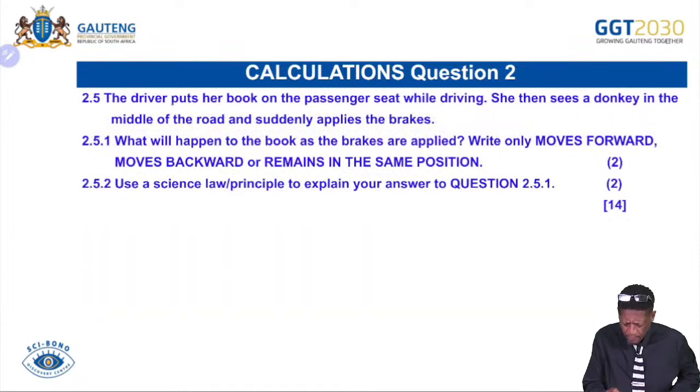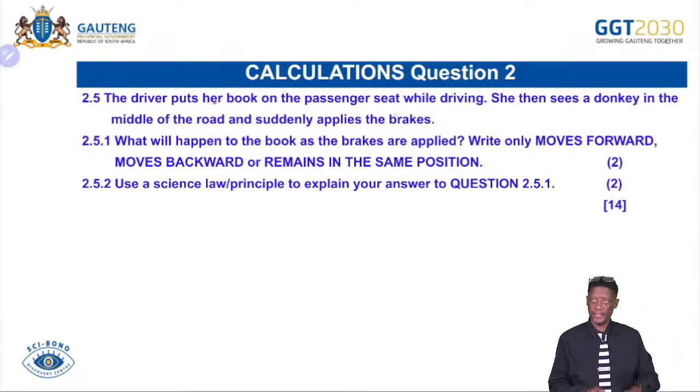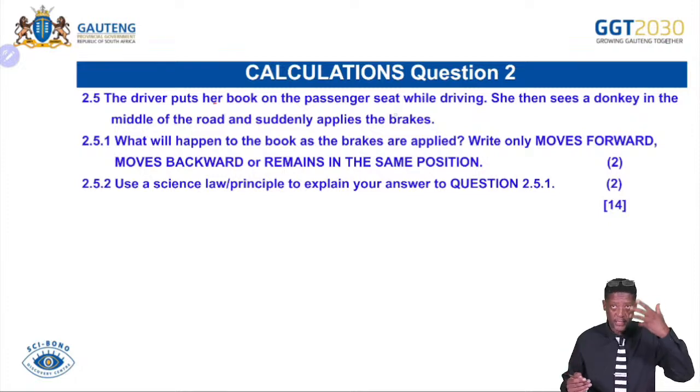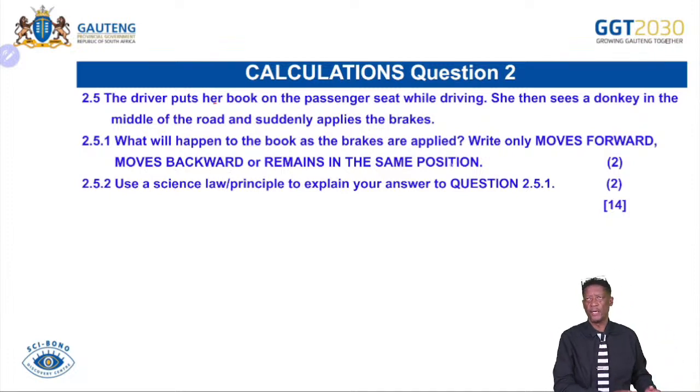Now the driver puts her book on the seat while driving. She then sees a donkey in the middle of the road and suddenly applies the brakes. Now there's a driver, she puts the book down, and then she's driving. She sees an obstacle, then she brakes. What is going to happen? The question says, what will happen to the book as the brakes are applied? You just imagine. You choose: move forward, move backward, or remain in the same position. It's going to move forward, it's going to move backward, it's going to remain the same.